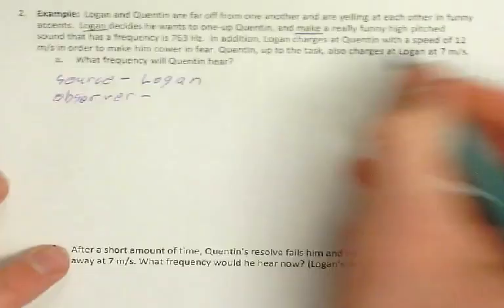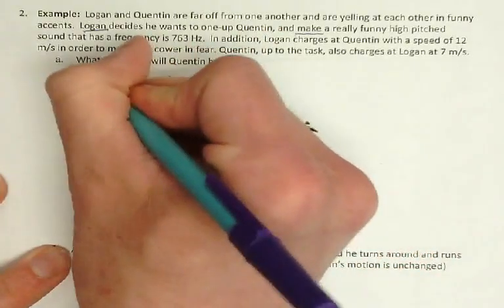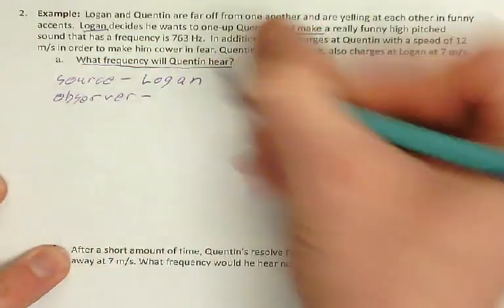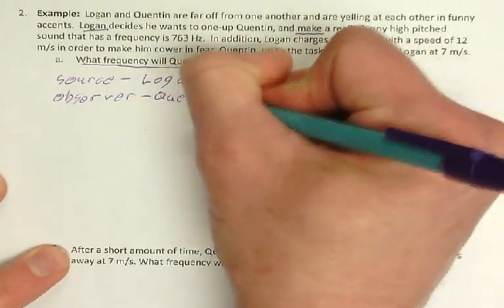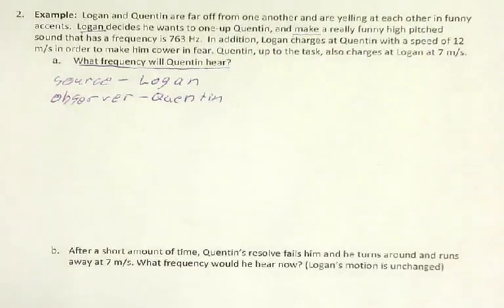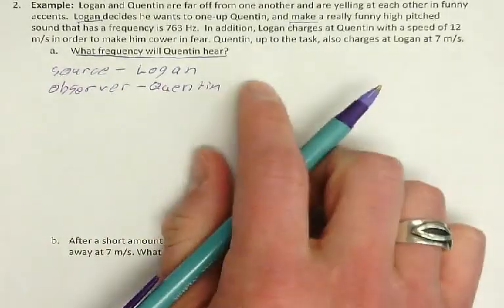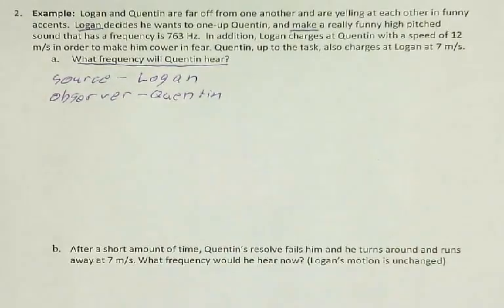And Quentin hears the sound. So Quentin is the observer. Okay, Quentin is the observer. All right, so that's the first thing I do on these problems. I decide who's the observer and who's the source. You need to know that, otherwise you don't know what FS is and you don't know what FO and VO and VS. You have to know who's the source and the observer, so write them down for starters.